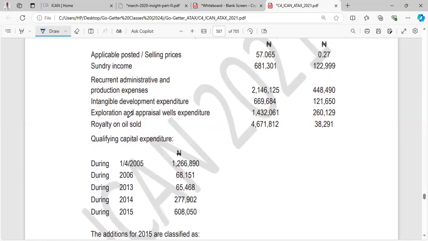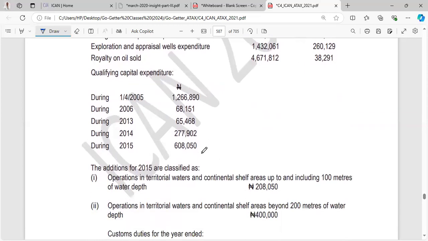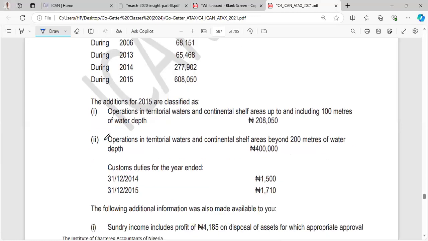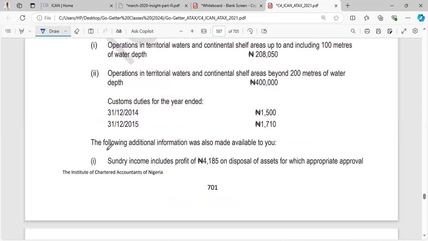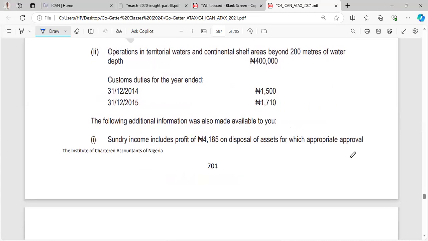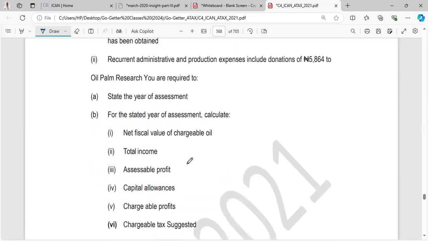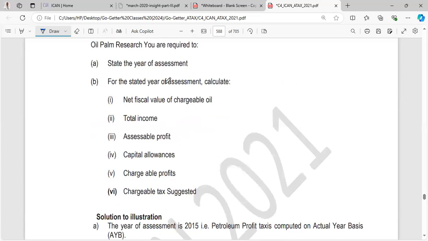All right, so this is the royalty on oil sold. Then we have the qualifying capital expenditure and all of that. So we look at the additions for 2015 are classified as, so the assets that are being added, and they told us the debt, custom duties, additional information, sundry income includes, okay. They also told us other things. Then let's look at what they are asking us to do.